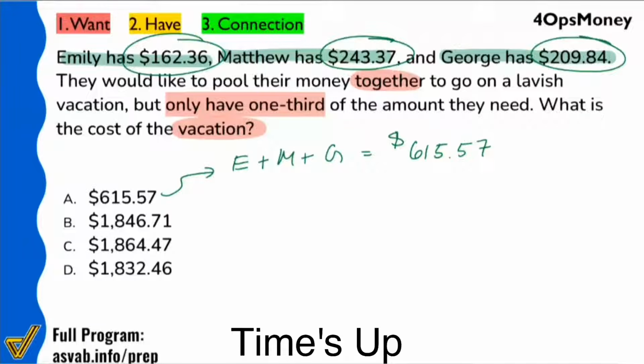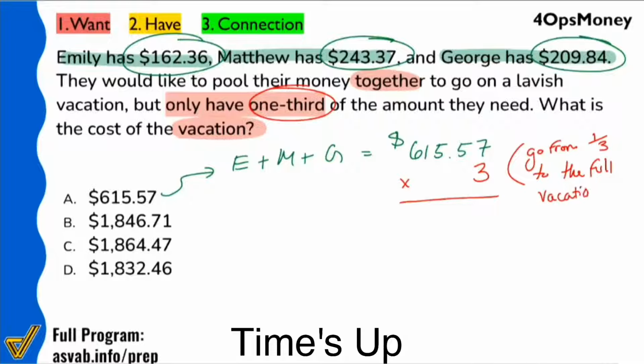Because this says 1/3, you need to multiply this by 3 to go from 1/3 to the full vacation. Because again, if you are at 1/3, you multiply by 3 to get to 3/3, to get to the full amount. And so, boom, once you do that, you're going to get 1,846 and 71 cents, which is actually answer choice B. So the 1/3 had you sweating.